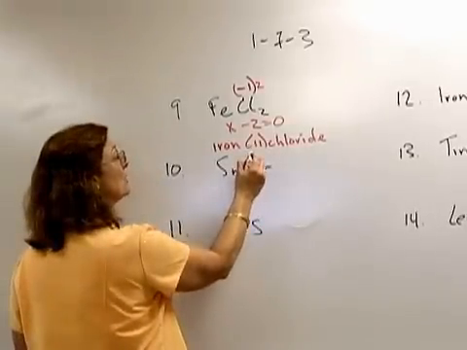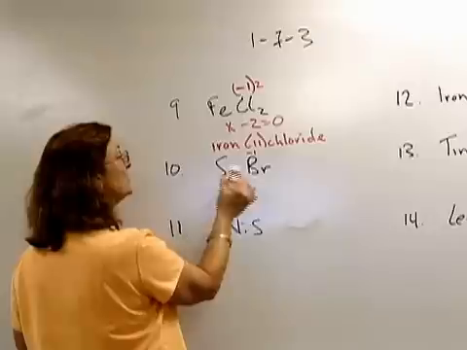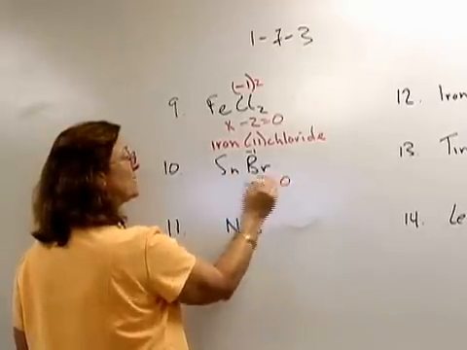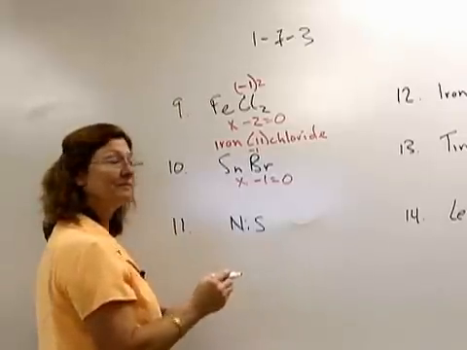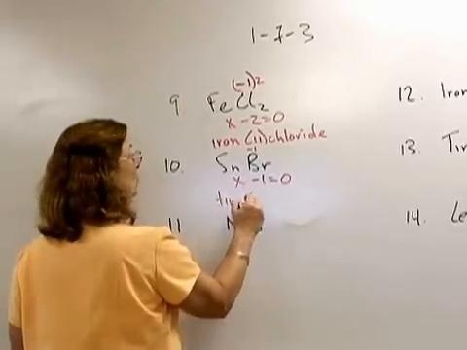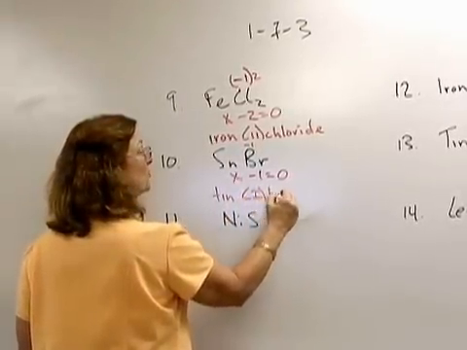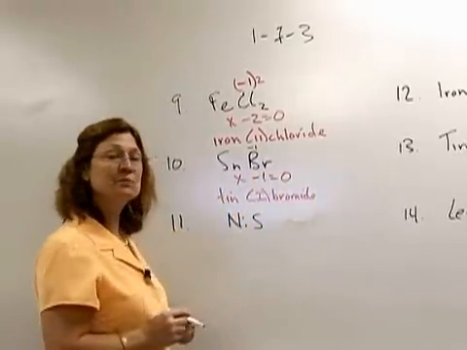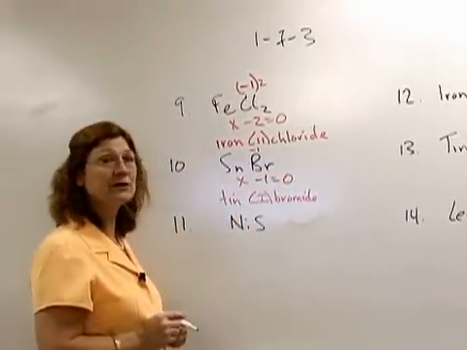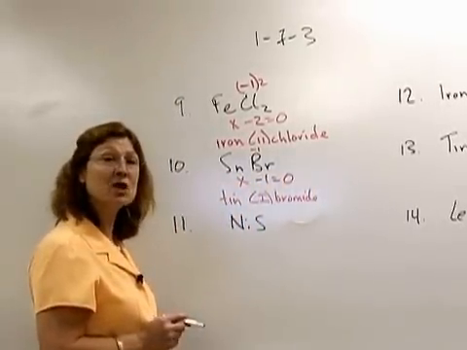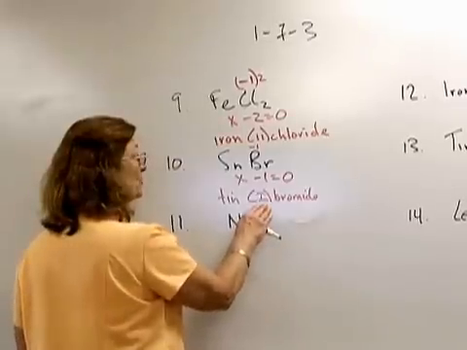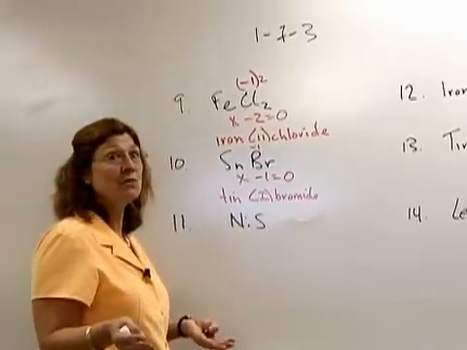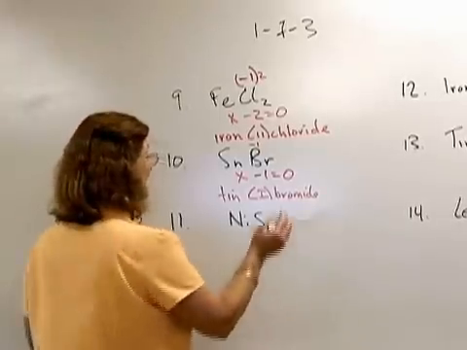Bromine is -1. Therefore, tin must be +1. Tin, Roman numeral 1, bromide. Now, it is very important that you put the Roman numeral 1. It is not understood like many math problems are. You must have the Roman numeral. Otherwise, we wouldn't know what the charge was.